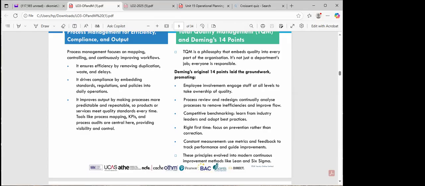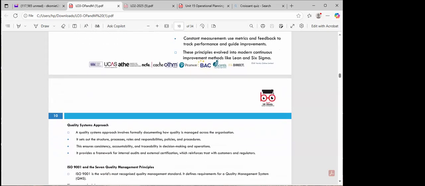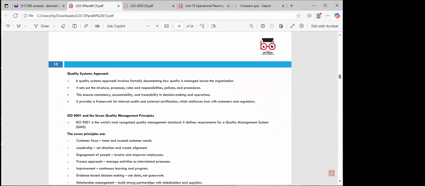Then we can look into TQM, which is the total quality management philosophy. It is not just a department's job. Everyone is responsible. The original 14 points laid the groundwork. Employee involvement: engage staff at all levels to take ownership of quality. Process review and redesign. Competitive benchmarking: learn from industry leaders and adopt best practices. Right first time: focus on prevention rather than correction. Quality control and quality monitoring. Constant measurement: use metrics and feedback to track performance and guide improvement. These principles evolved into modern continuous improvement methods like Lean and Six Sigma.